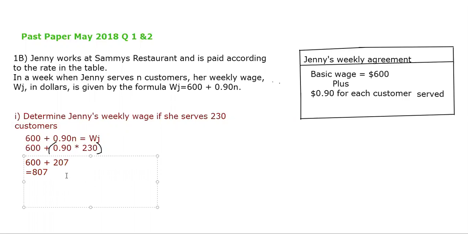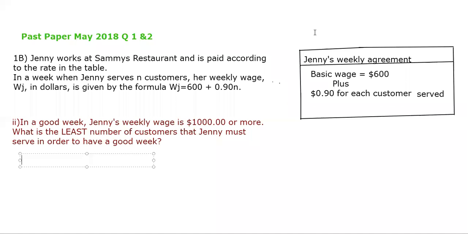Now, after all of this, I always like to write a statement. You know, CXC likes when you show the direct answer when you're clear. So you have therefore, Jenny would receive $807 for that week. Good. So that's the amount that she would receive, right? So moving on.